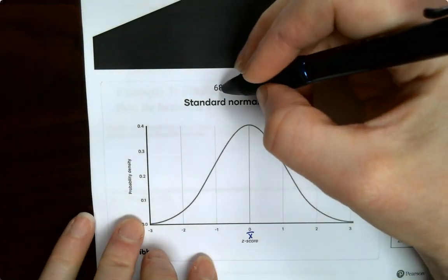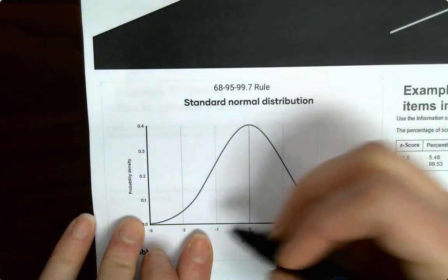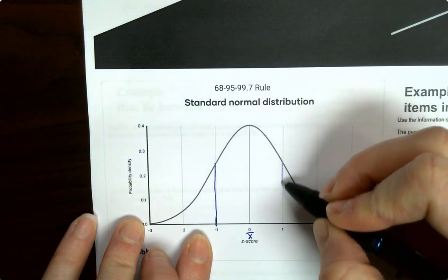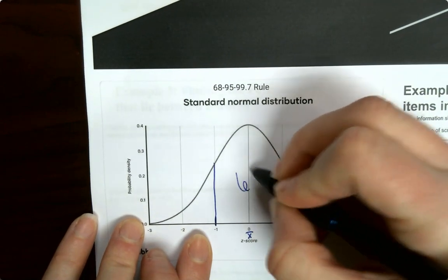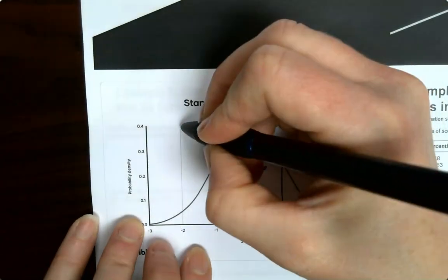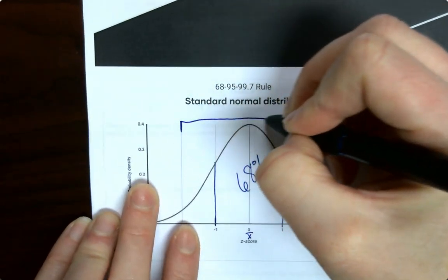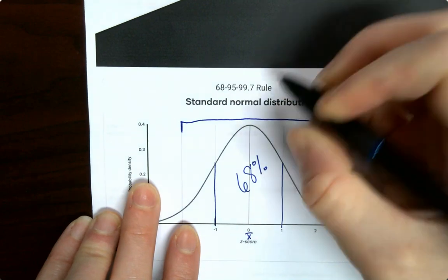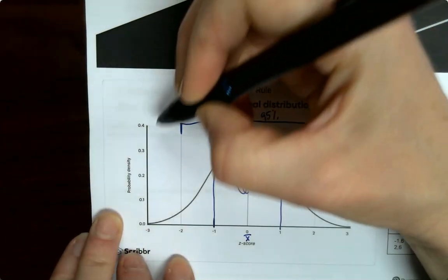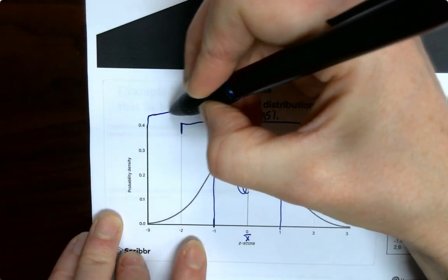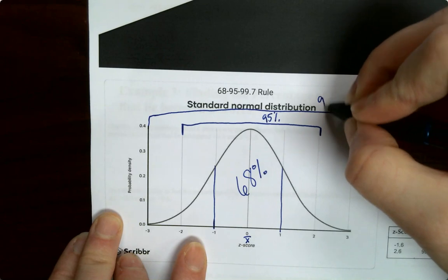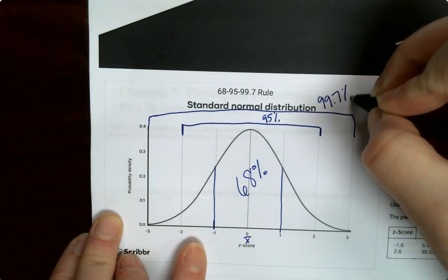The rule of 68, 95, and 99.7 is: between -1 and +1 is 68% of the data. Between -2 and +2 is 95% of the data. And from -3 to +3 is 99.7% of the data.